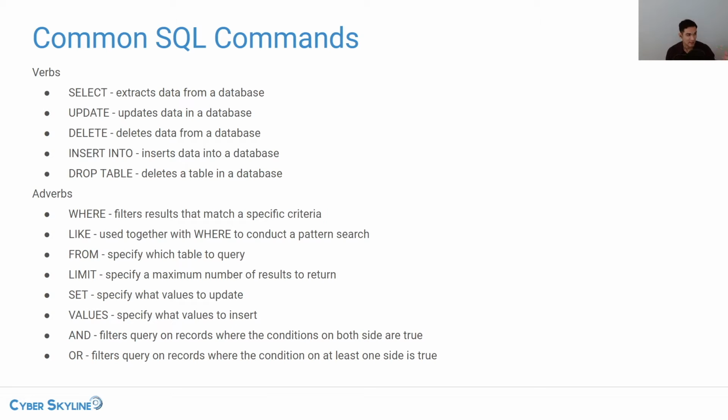So we have select. This is specifically looking up data in your database. There's update, which is self-explanatory, makes an update. Delete, also self-explanatory. Insert into, this is two words, but it specifically inserts data into the database. And then there is drop table. I guess I could add here, there's also create table. But like I mentioned, tables are effectively different sheets in your spreadsheet.